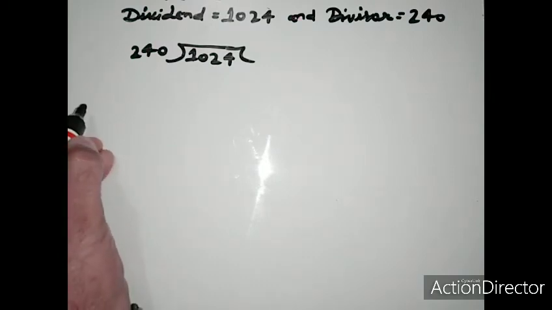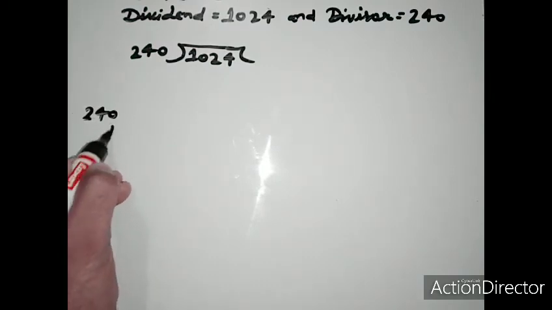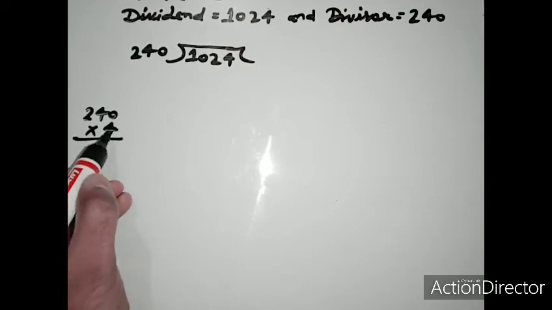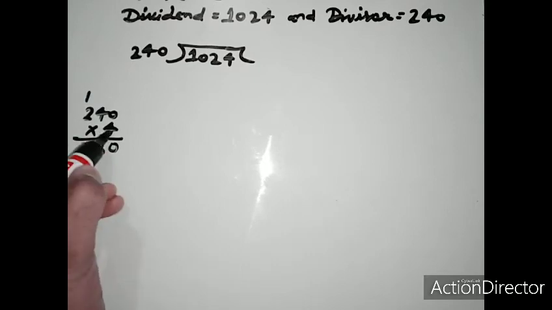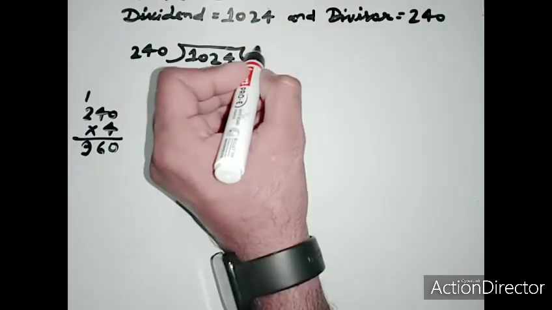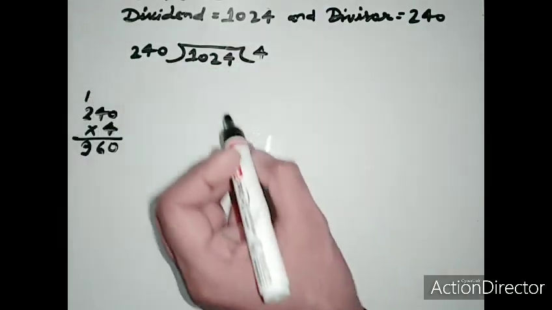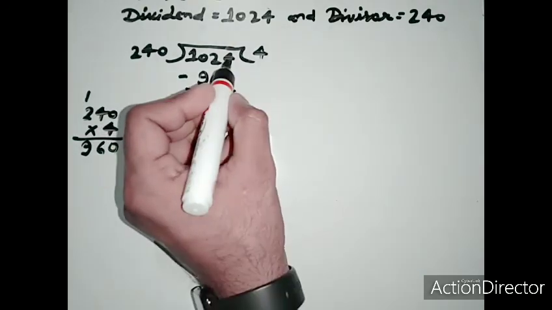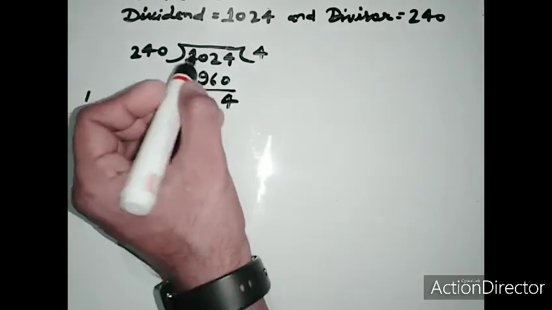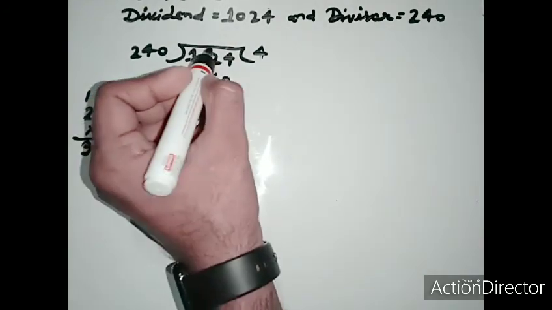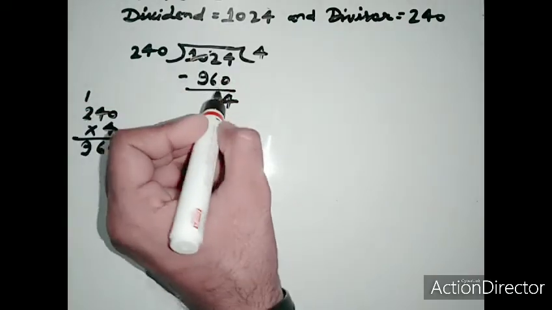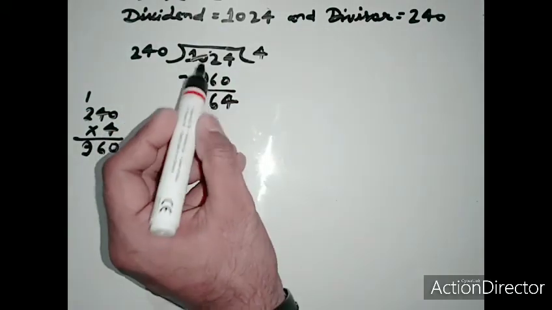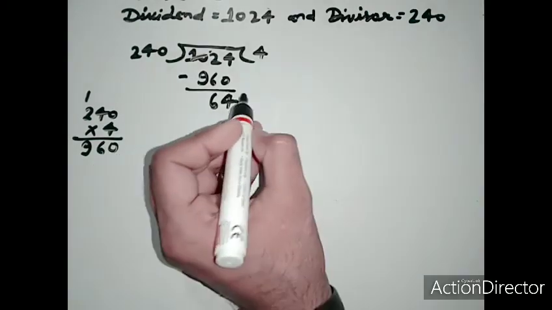4 times. So when we multiply 240 by 4, we get 4 zeros are 0, 4 fours are 16, 6, 1 carry here, 4 twos are 8, 1 9, 960. So here we write 4 and we subtract 960 from it. So 4 minus 0, 4. Here we take 1 carry here. So this number change into 12. 12 minus 6, 6 here, and 9 minus 9, 0.